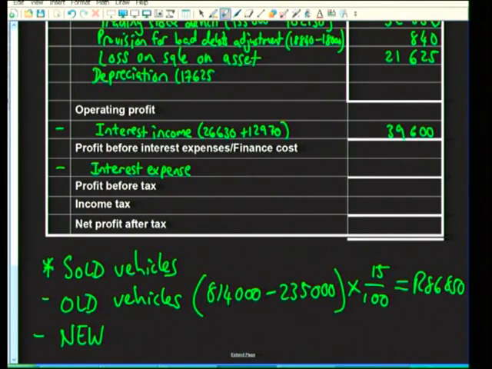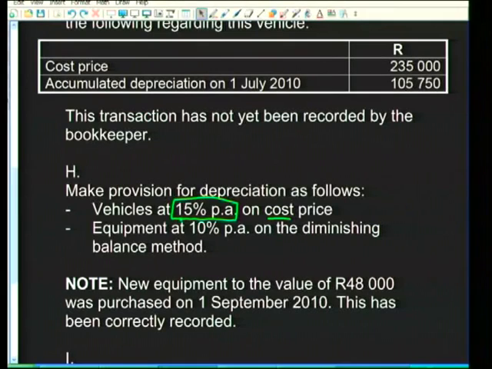850. That is the depreciation on our old vehicles, which needs to be included here, and we'll need to add it, plus 86850. But guess what? Those are not our only assets that we have. It's true that we didn't buy any new vehicles, but we also, apart from vehicles, have equipment. So when we're dealing with equipment, we need to look back at the depreciation method. Equipment is depreciated at 10% per annum on the diminishing balance method.